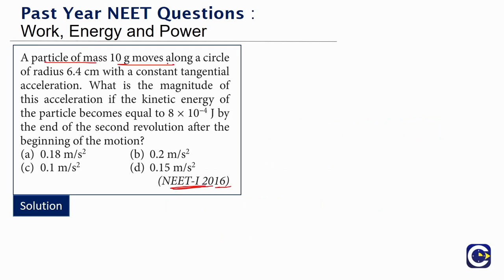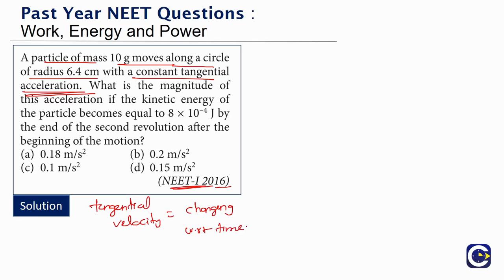A particle of mass 10 grams moves along a circle of radius 6.4 centimeters with a constant tangential acceleration. Means what? The velocity of the particle in circular motion will always be along the tangential path, and it will be changing with respect to time. Means this is a non-uniform circular motion.